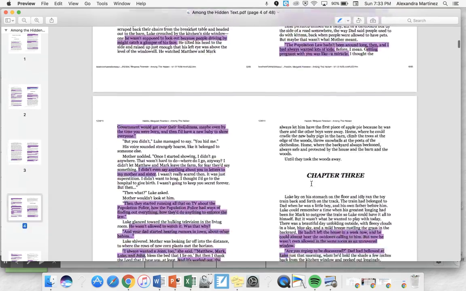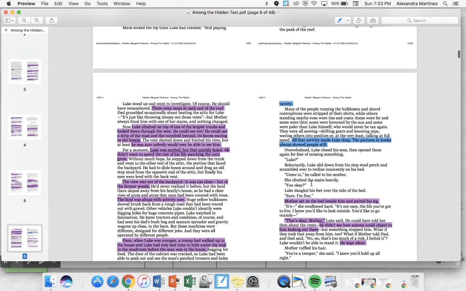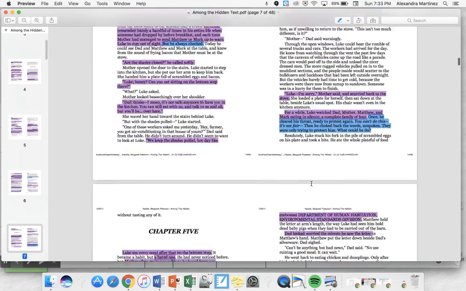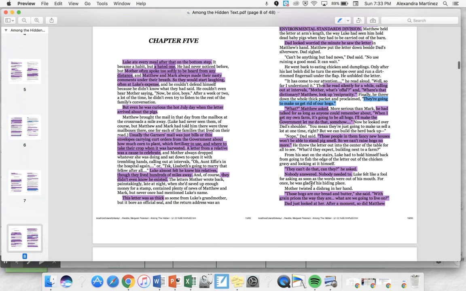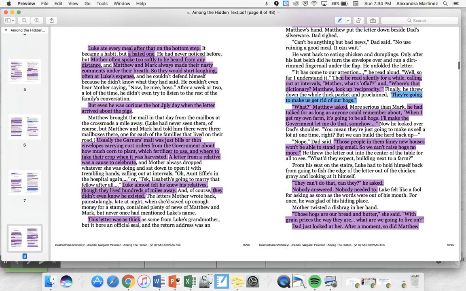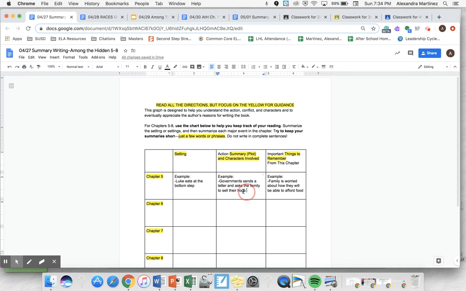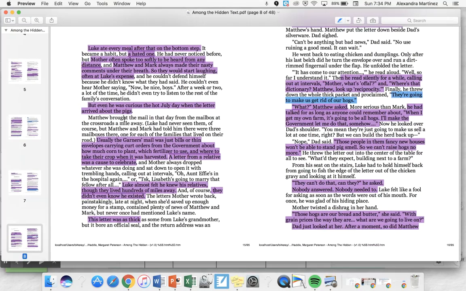So if I look at chapter 5, which again, these are all really short chapters, chapter 5 is just one page technically. I highlighted Luke ate every meal at the bottom of the step. What else is important here? We know it was a hot day in July when the letter arrived about the pigs. So something to write down is that they get a letter. Okay, so what's the letter? Let's keep going.